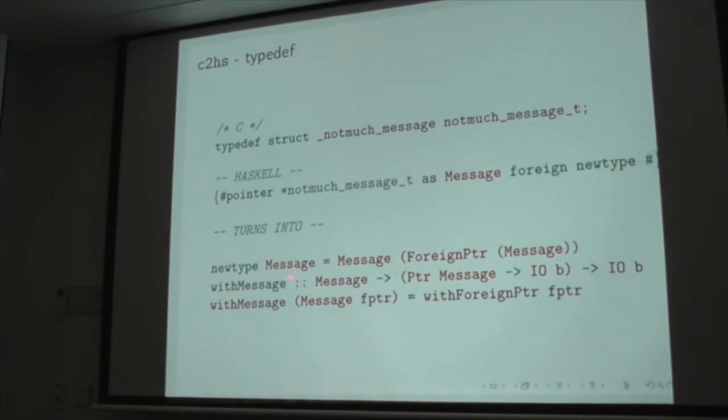So we say withMessage, which takes a Message and a computation parameterized over a pointer to a message, and returning an IO b. What this is going to do is call withForeignPtr to unwrap that pointer, and then this computation is going to be called with the raw pointer, and the result is going to be the result of the computation.